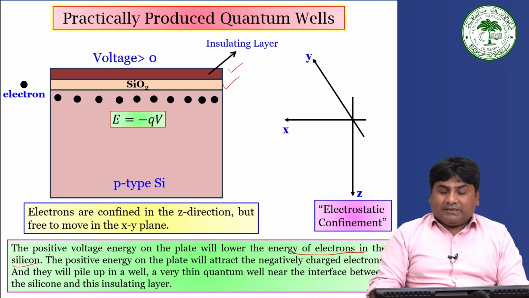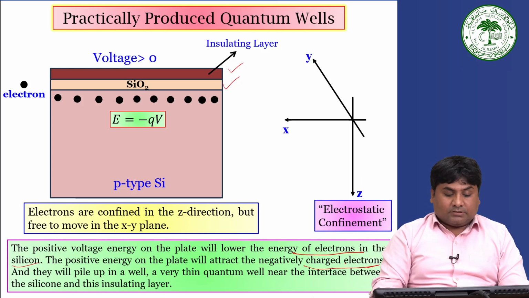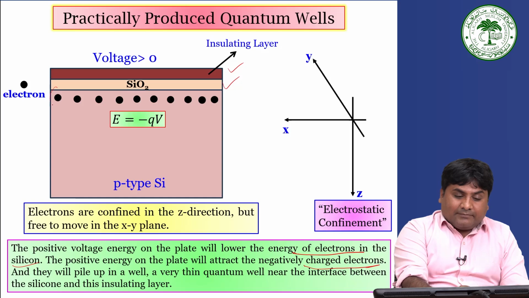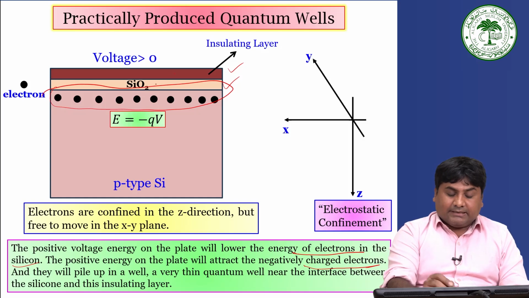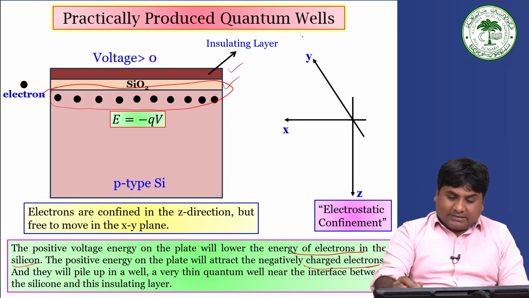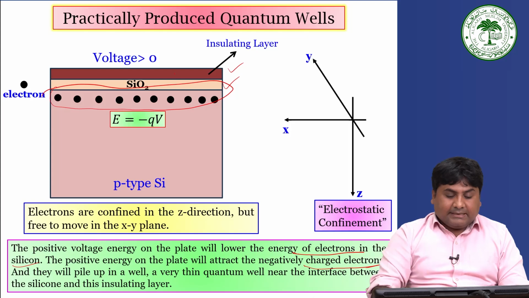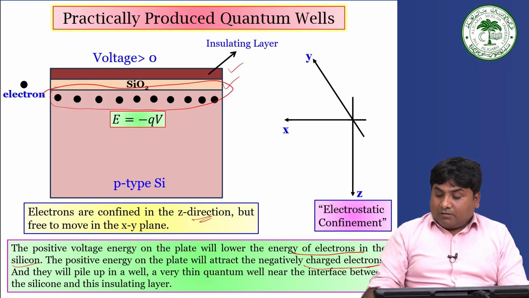And then what happens? This positive voltage also attracts the negatively charged electrons, and the electrons pile up here, between the silicon and the insulating layer. That generates the electrostatic confinement. From this you can see that the electron is confined in the z direction, and it can move freely in the xy plane. Now we will see this and apply quantum mechanics here.